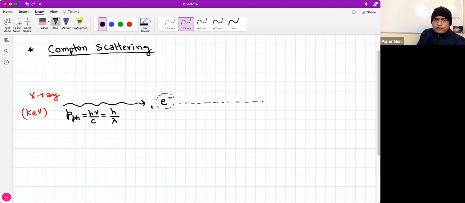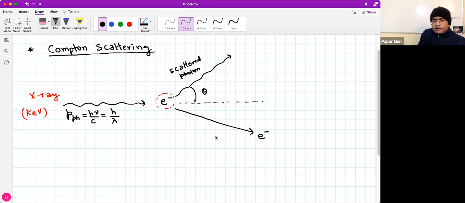So what happens when this ray hits this electron and then scatters out this way? This is a scattered photon, and this makes an angle, say theta. Okay, this is a scattered photon. And the electron scatters along this direction. So this is the electron scattering here, the recoil electron.